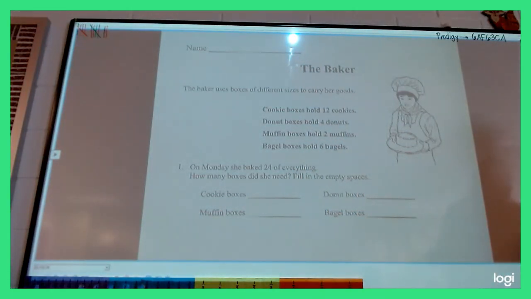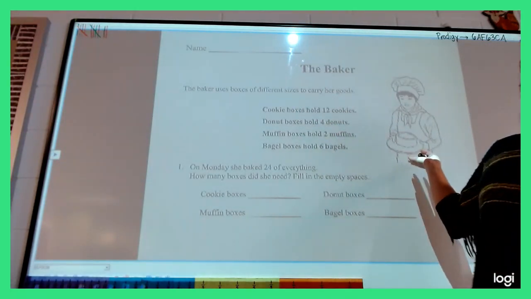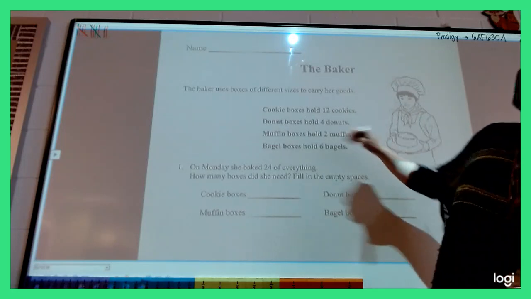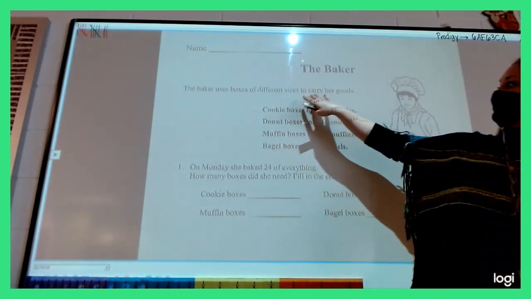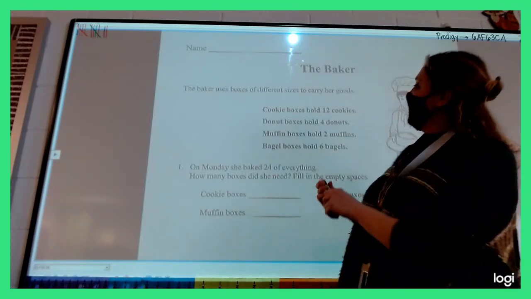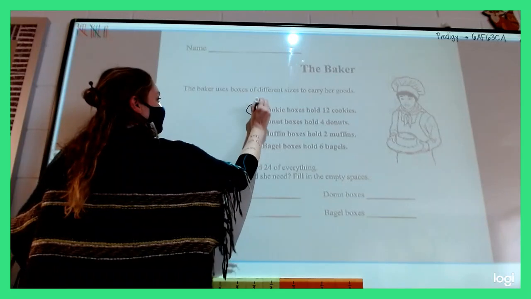All right, so we have the baker. Here he is. She? Oh, yes, it's a she. All right, the baker uses different box sizes to carry her goods. A good is just like a bakery treat. All right, now, I'm going to draw a tiny little example of each item so that I can see it better up here.